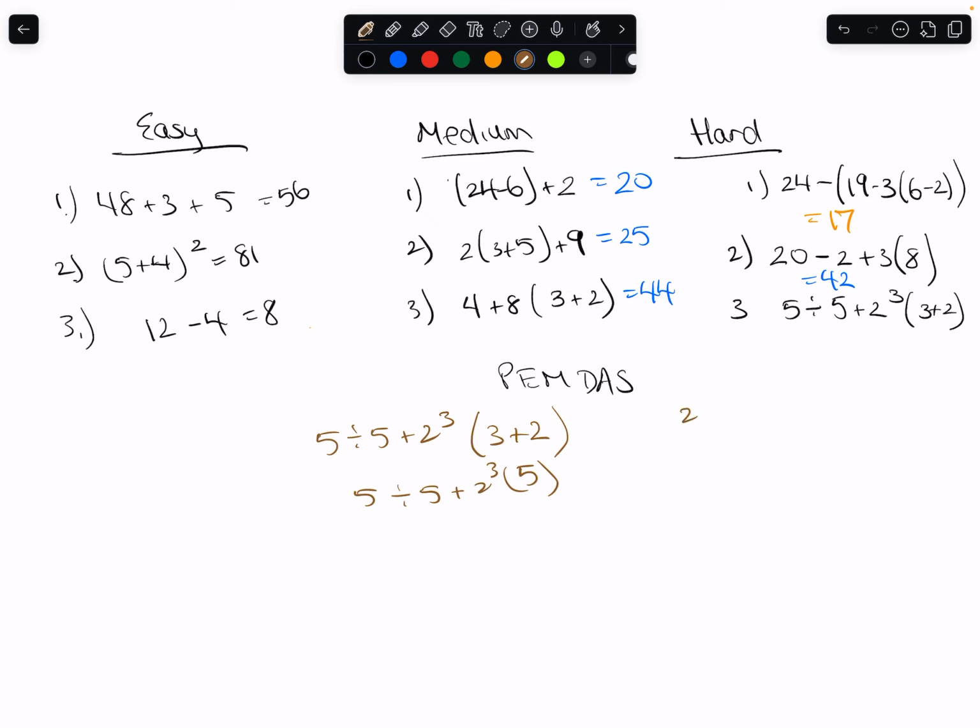Exponent. 2 to the third power is the exponent portion, and 2 to the third is the same as saying 2 times 2 times 2. 2 times 2 is 4. 4 times 2 is 8. So 2 to the third is 8. Everything else comes down.